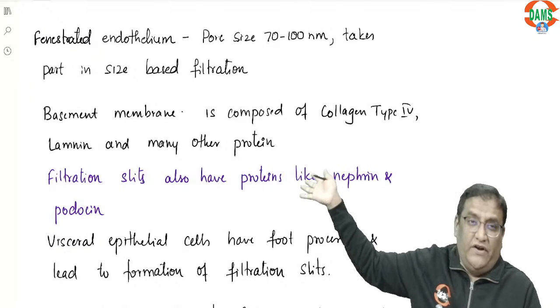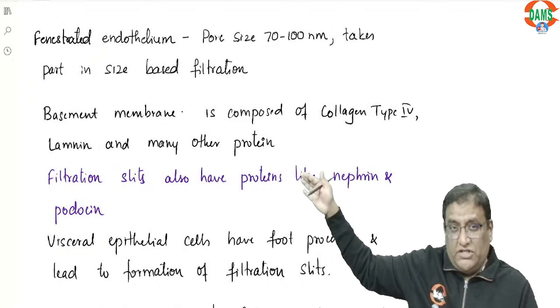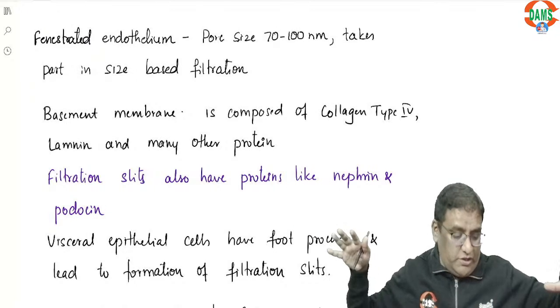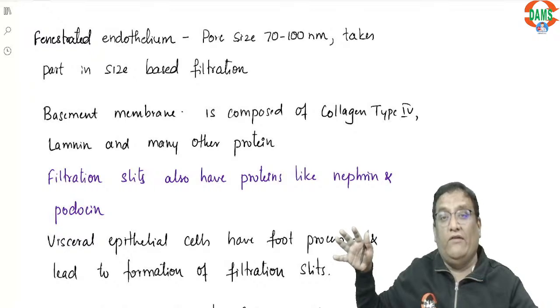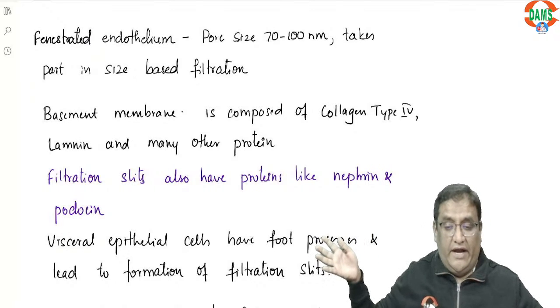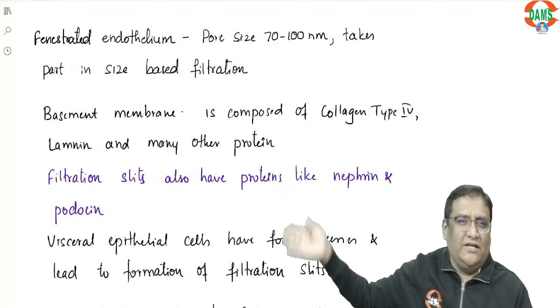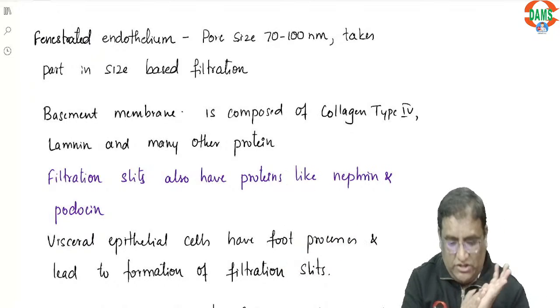More important are the filtration slit proteins. Pathologically, this is more important. Why? Because whenever there is effacement of foot processes, filtration slit protein will be lost, and that is why negative charge will be lost. Pathologically, this is very important. And the second and the third are very related to each other, isn't it?